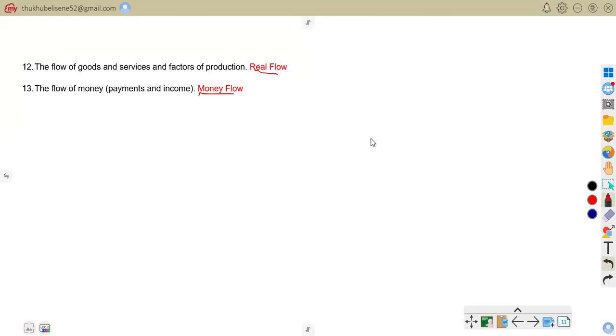Let's make use of this presentation just to prepare ourselves, to make ourselves fit for the tests that you're going to write in March. Even in the final examination that we are going to write, these questions will be there. Let us make sure that we are well prepared. Thank you very much for your time.